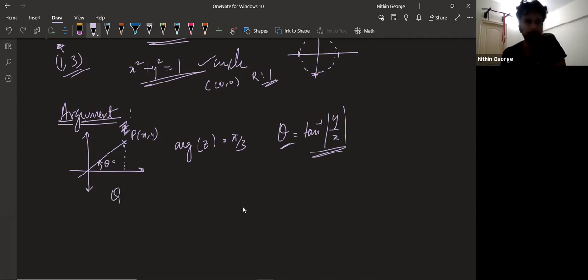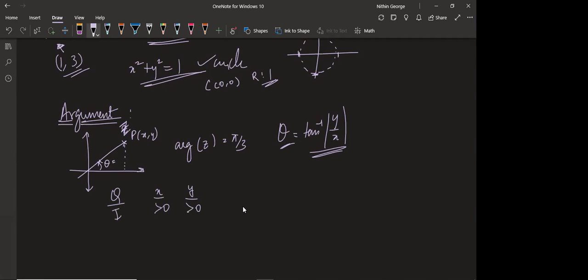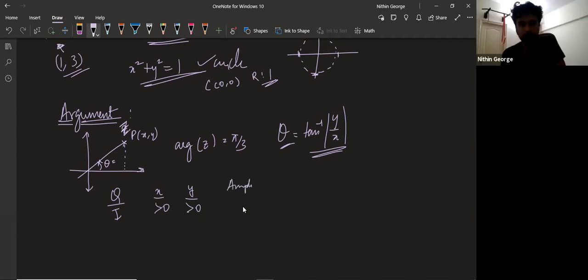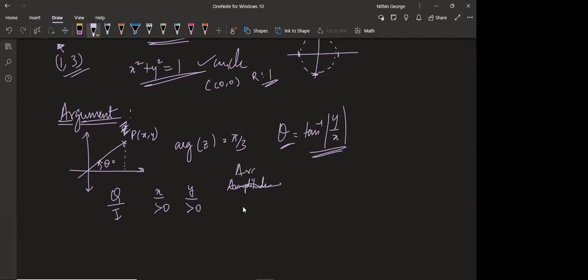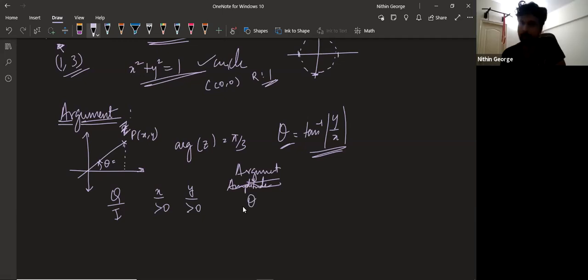Like if it's quadrant 1, then you say that x is greater than 0 and y is greater than 0. This much you know for a fact, right? With quadrant 1, x is greater than 0, y is greater than 0. What can you say about the argument? Positive, the same thing. Argument is theta itself.